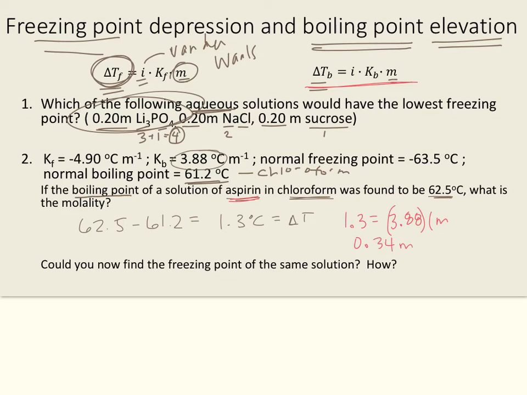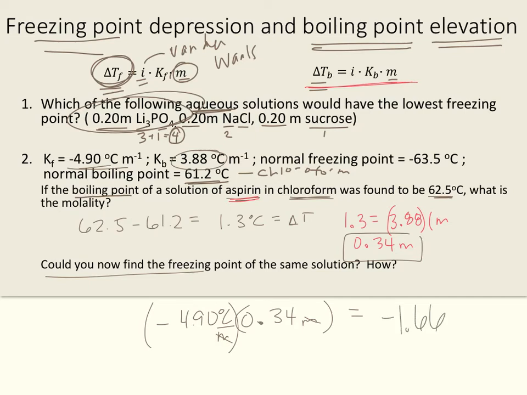molal. And so if we wanted to know at what temperature this would freeze, we know that the molality is 0.34. And the Kf is negative 4.90 degrees Celsius over molality. So that means that my temperature is going to go down by 1.66.